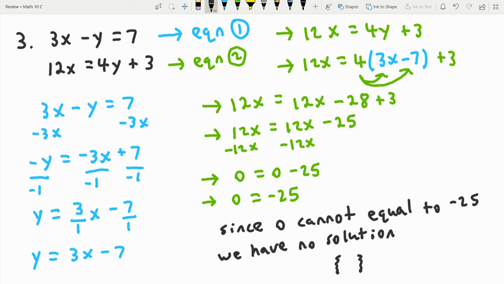And when we have no solution, just as an addition, we have parallel lines. And you can confirm this if you want to. So if you want to take equation 2 and isolate for y, and once you do that, if you do happen to get an equation with the same slope, meaning parallel lines, then you know that there's going to be no solution.